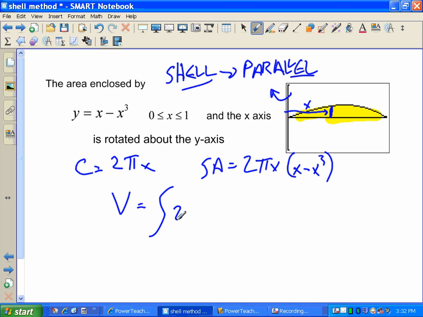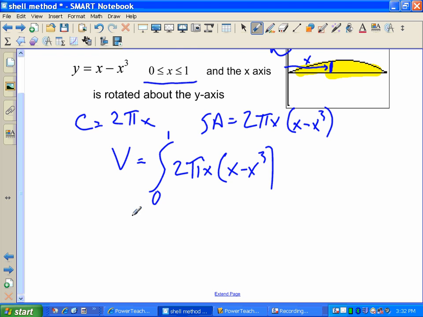So I put it in here, so we'll just keep it: 2 pi x times x minus x cubed. And we know we're going to integrate from 0 to 1 because it was given in the problem. Okay, a little more simplification: 2 pi integral from 0 to 1 of x squared minus x to the 4th dx. I think I'm going to let you do this one on your own. It's not that crazy difficult to do, but I think you can get that taken care of.